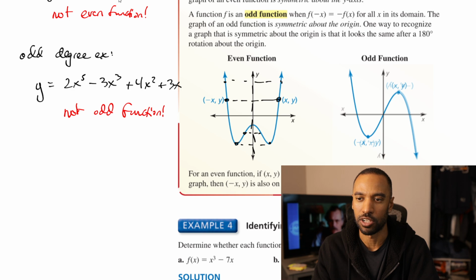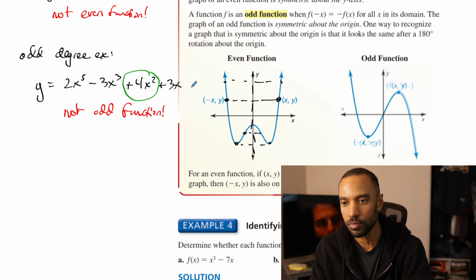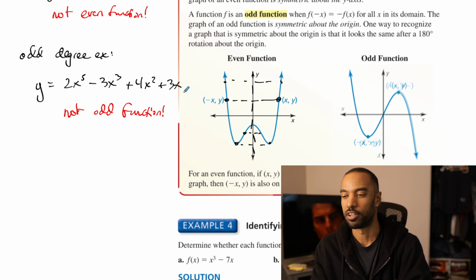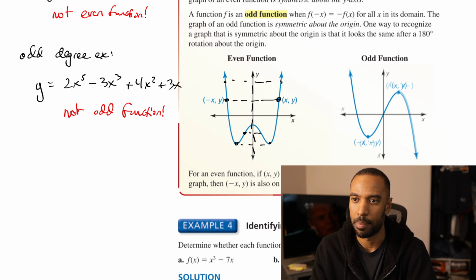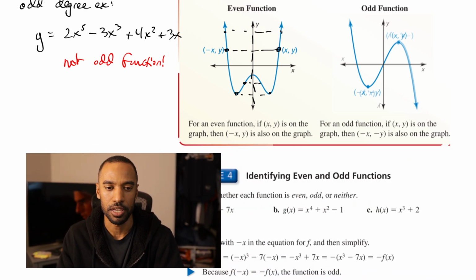This isn't an odd function. This even term is actually disrupting its flow from being so. It's odd degree, but it's not an odd function because it doesn't have perfect symmetry about the origin. So you can do these tests without the graph. You can do the tests with a graph in either case.